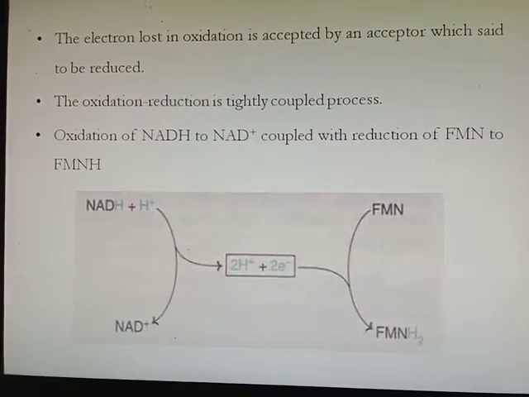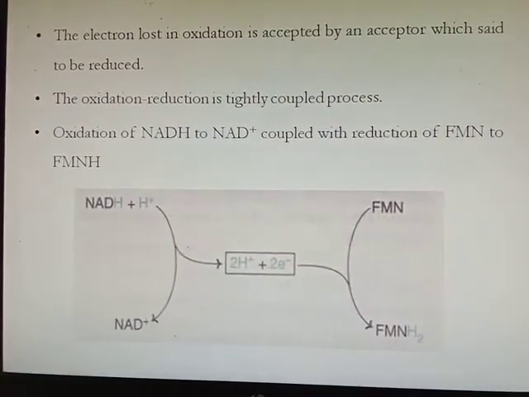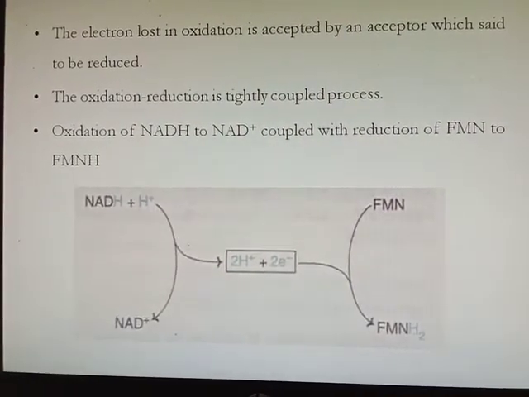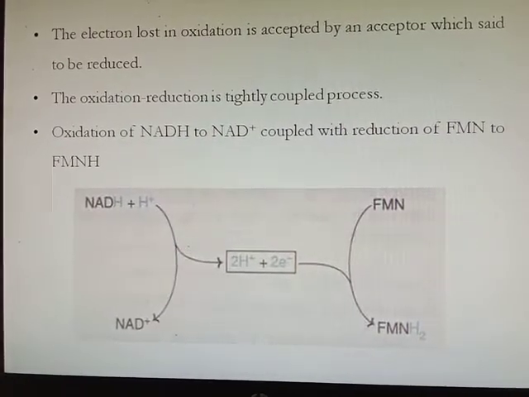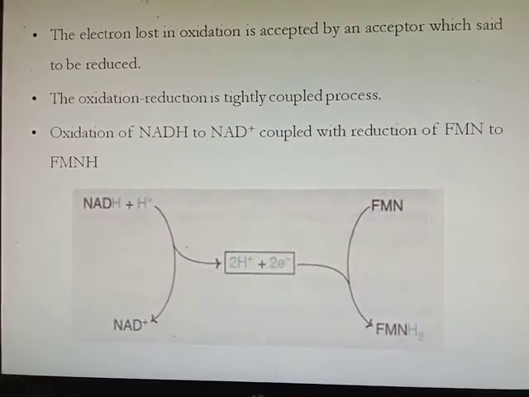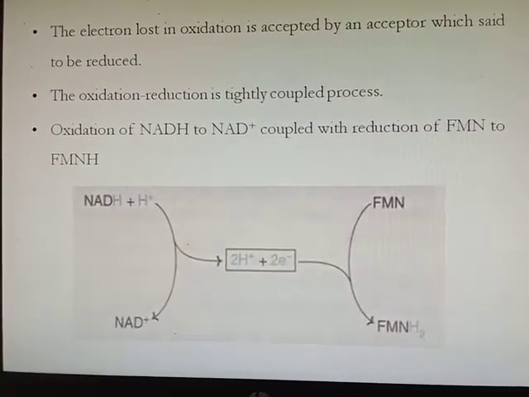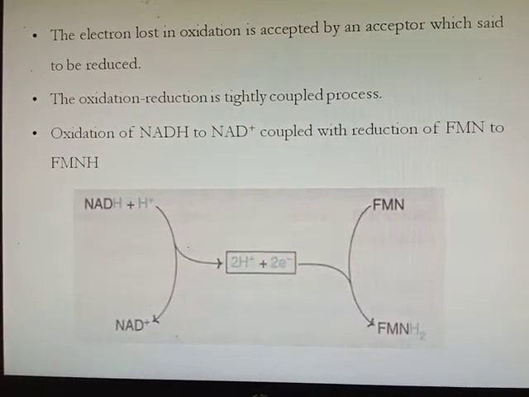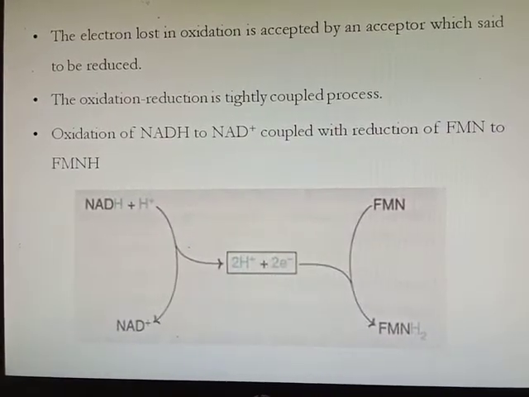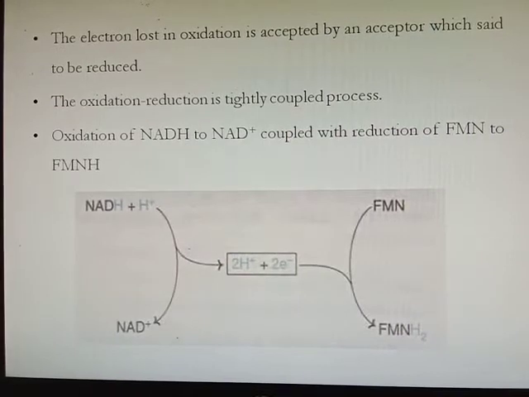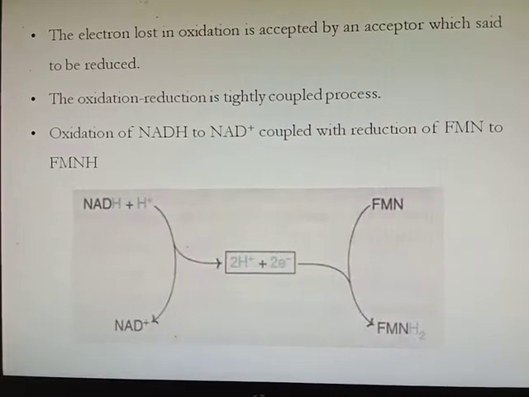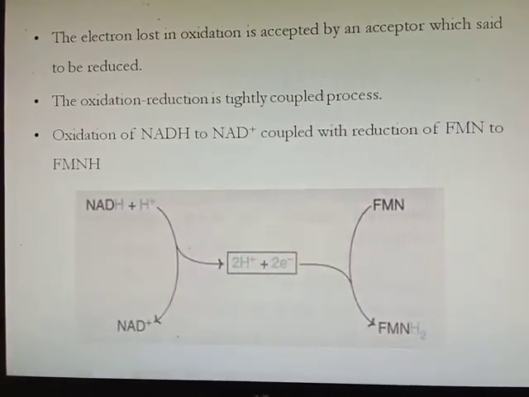Oxidation and reduction is a tightly coupled process, meaning oxidation takes place along with reduction. Someone will accept the electron and someone will donate the electron. For example, oxidation of NADH to NAD, meaning NADH is donating its hydrogen to form NAD, which is coupled with the reduction of FMN to FMNH. At the same time that hydrogen will be accepted by FMN to form FMNH.